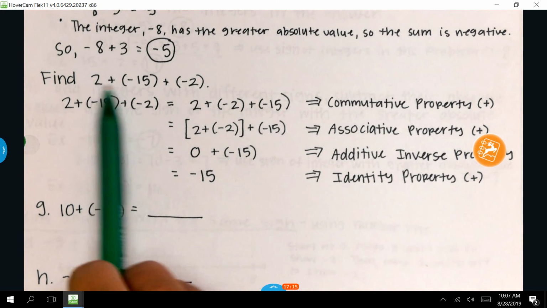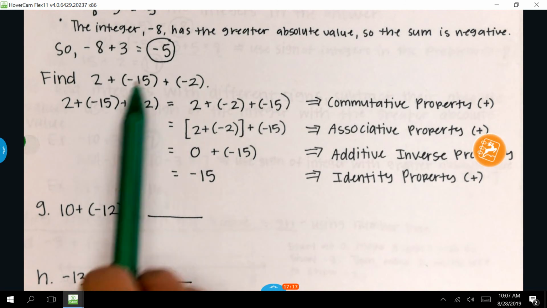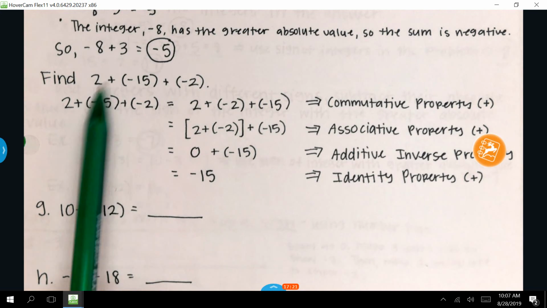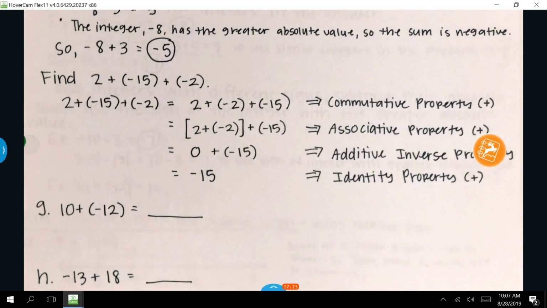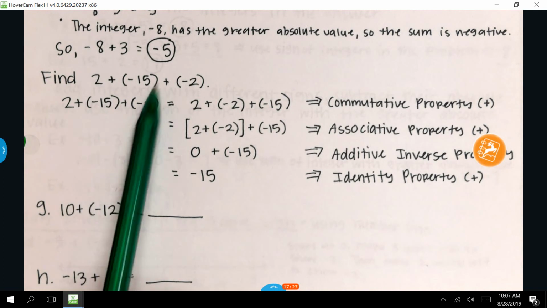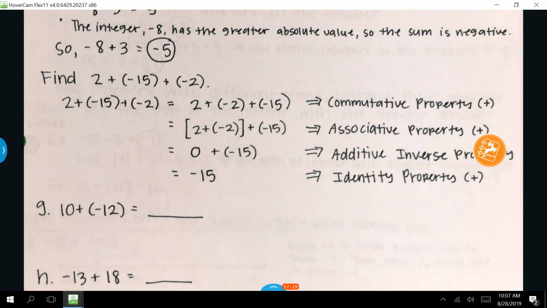So when you have more than two numbers, you can group things together to make it easy to get 0 if you have any of those additive inverses. If you don't have any additive inverses, that means you would just do 2 plus negative 15 and find that answer, and then add negative 2 to it. Okay?